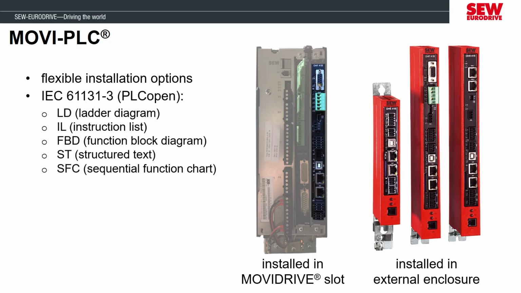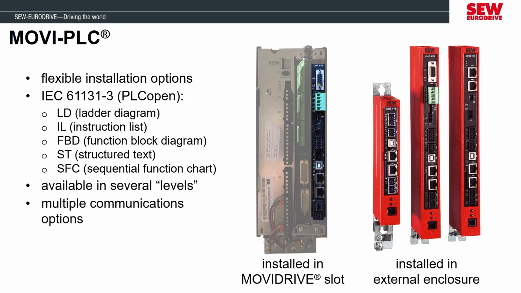The MOVI-PLC is based on the IEC programming language, which is called PLC Open. This is a common language used in many PLC manufacturers, and it supports common styles of programming. These are sold in different technology levels depending on how many different axes you need to control with it. And it supports different Fieldbus protocols such as DeviceNet, Profibus, Profinet, Ethernet, and Modbus TCP.